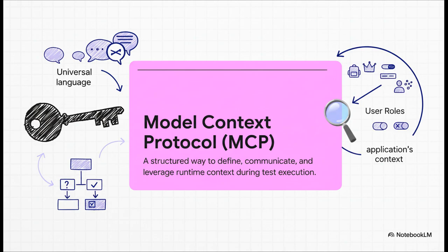And the secret key that unlocks all of this? It's something called the Model Context Protocol, or MCP for short. You can think of it as a universal language. It's just a structured way for the test to grab all that rich context from the application, like who the user is or what the UI looks like, and send it over to some kind of decision-making engine.